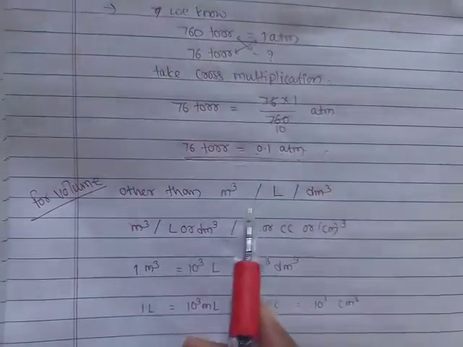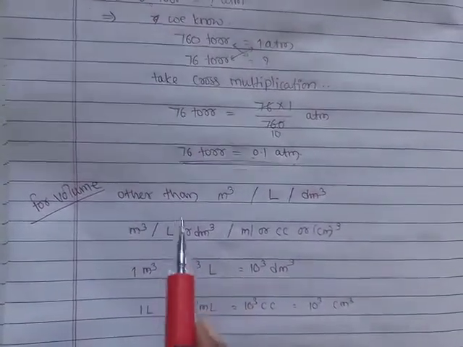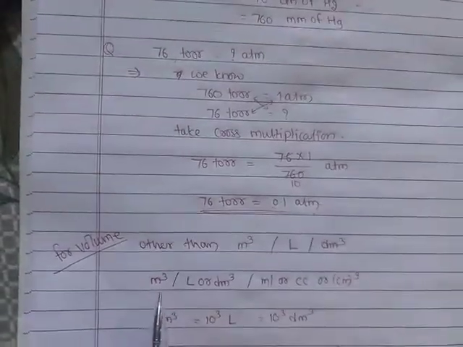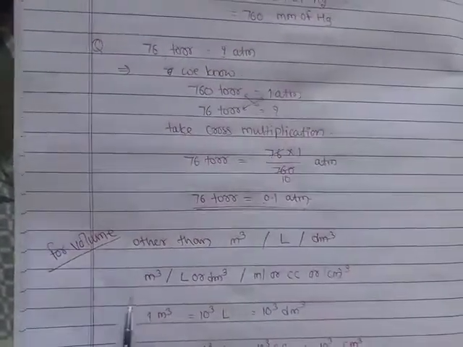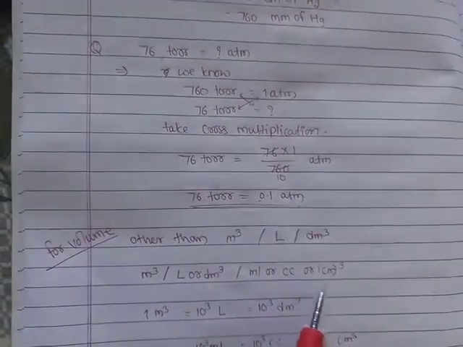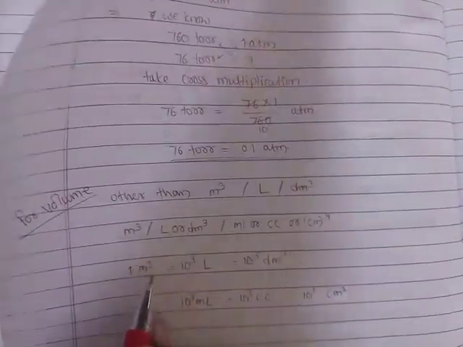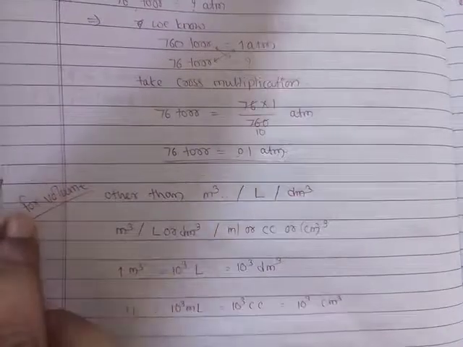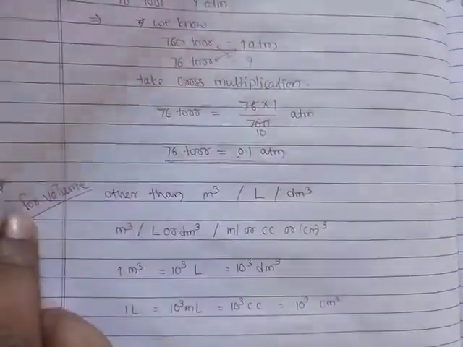When the volume value is other than the previous value, means it is other than meter cube or liter or dm cube, at that time we are using this conversion factor. Yes, means when the value is given in ml or cubic centimeter, at that time we are using this conversion factor. We know that 1 meter cube is equal to 10 raised to 3 liter, which is also equal to 10 raised to 3 dm cube.